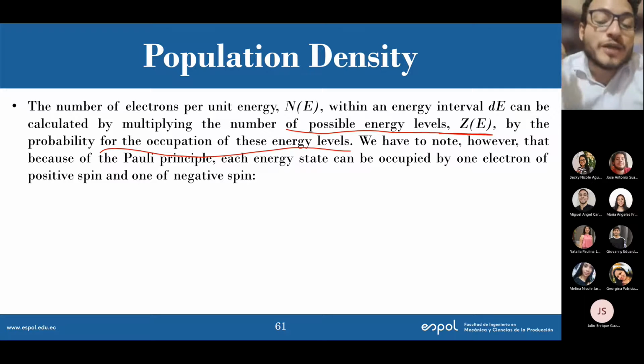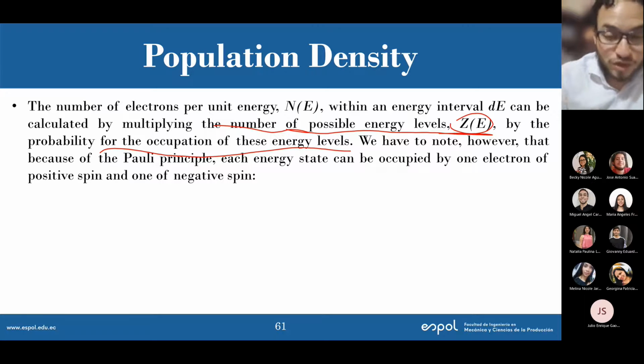What's the probability for the occupation of an energy level, guys? Or how do I determine that? With the Fermi function. The Fermi function gives me the probability for the occupation of an energy level. And if I multiply that by the number of possible energy levels that I can have within a band, so that means by Z of E, I will get that number.